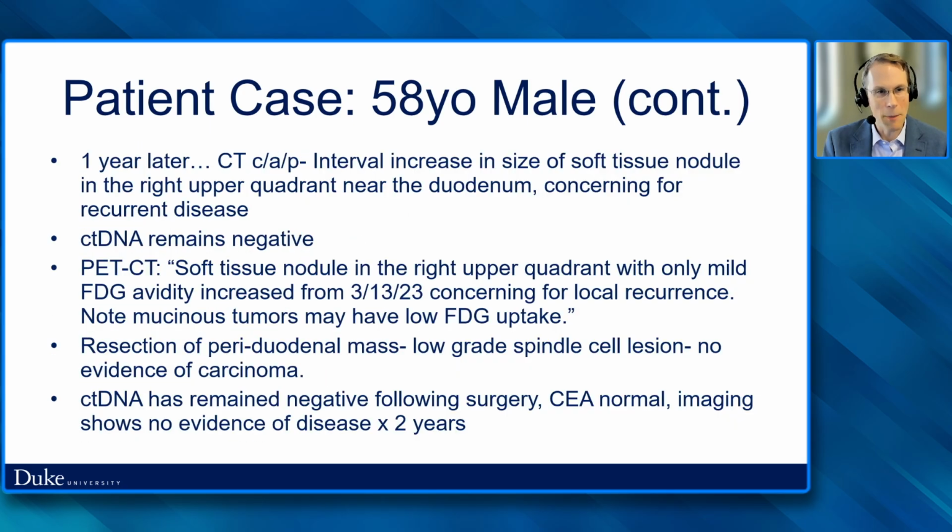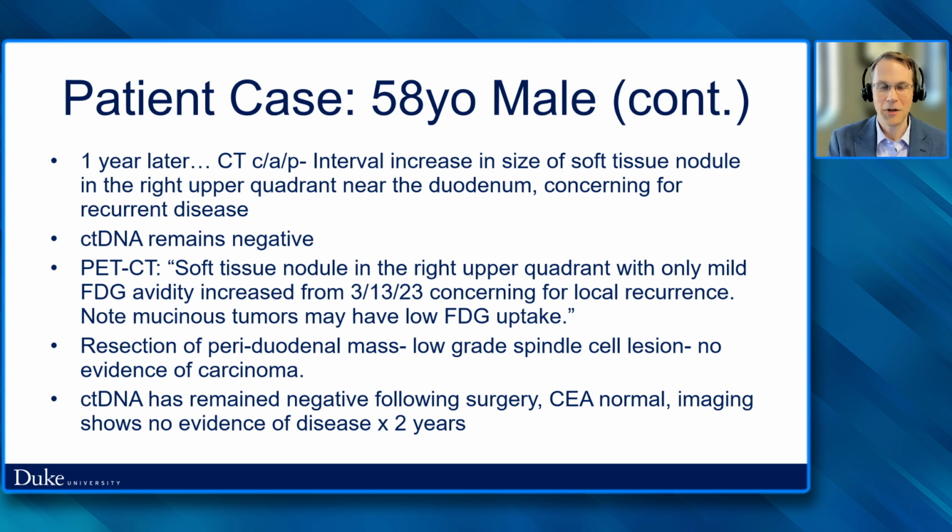But then something happened. A year after his resection of his liver metastasis, my radiologists are calling out a soft tissue nodule in the right upper quadrant of the duodenum that they say looks like recurrent disease. Meanwhile, ctDNA is negative. So we got a PET CT, and you can see by the language here that this is not reassuring language from a PET CT. They saw the soft tissue nodule, and it had increased FDG avidity, concerning for local recurrence, and even pointed out to me as a clinician that mucinous tumors may have low FDG uptake.